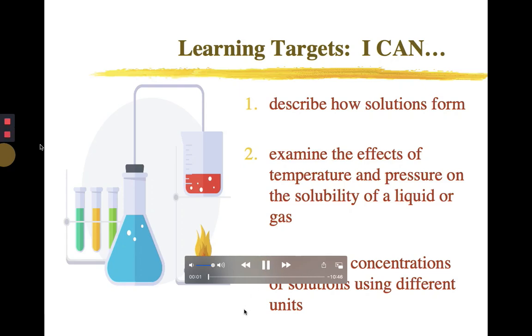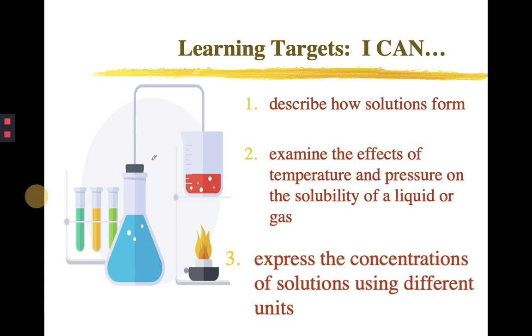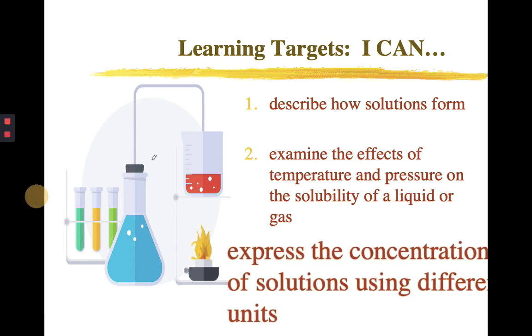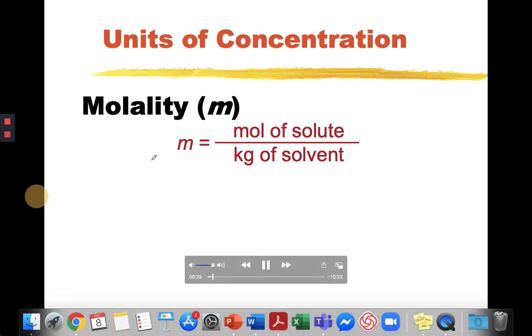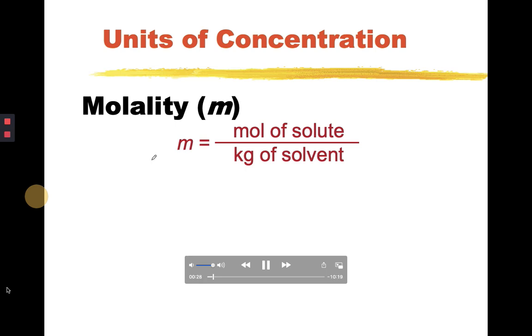Hi everyone, this is a continuation on our lesson on expressing the concentrations of solutions in different units. So we are still on learning target number 3, okay? And in the previous video, we were talking about molarity. So this time, let's talk about another unit of concentration, which is molality, represented by small letter m, which is the number of moles of solute per kilogram solvent, right? So what differentiates it from molarity is that we are dividing the moles of solute with the kilograms of solvent.